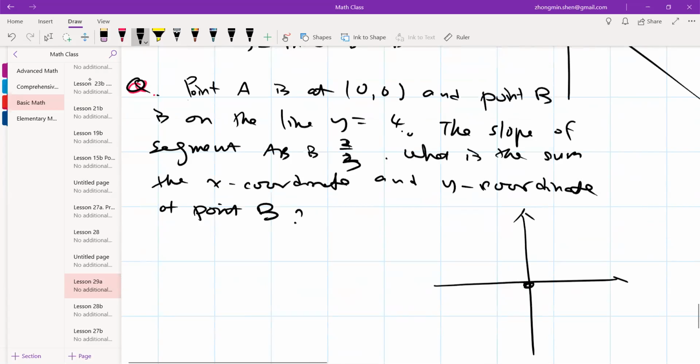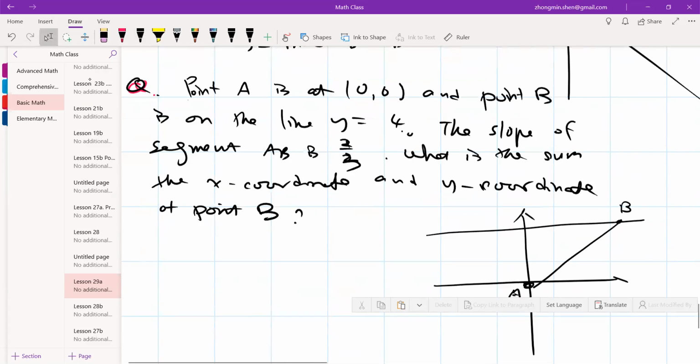Okay, so point A is at this. This is point A, right? Point B is on the line y equals 4. Y equals 4 is the horizontal line, okay? The slope of the segment AB is 2/3. What is the x coordinate and the y coordinate of the point B?